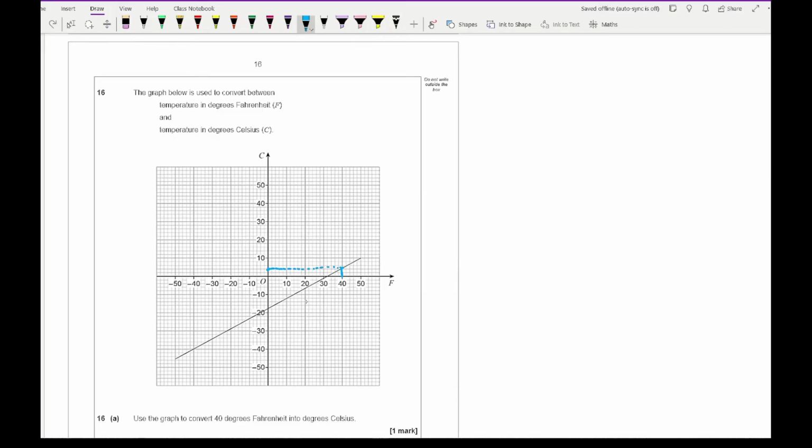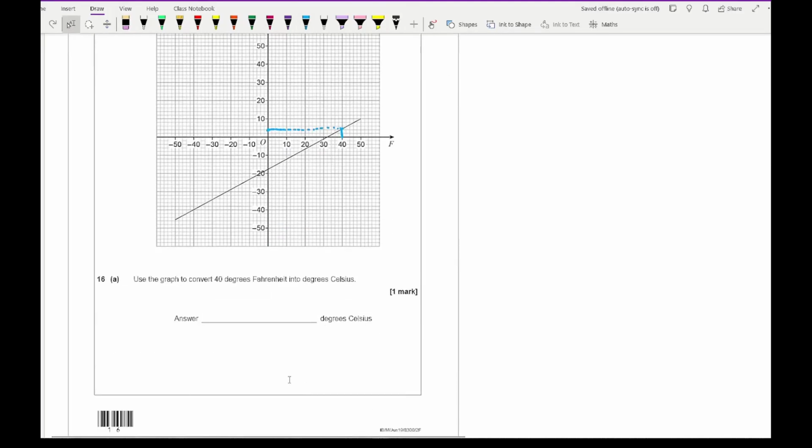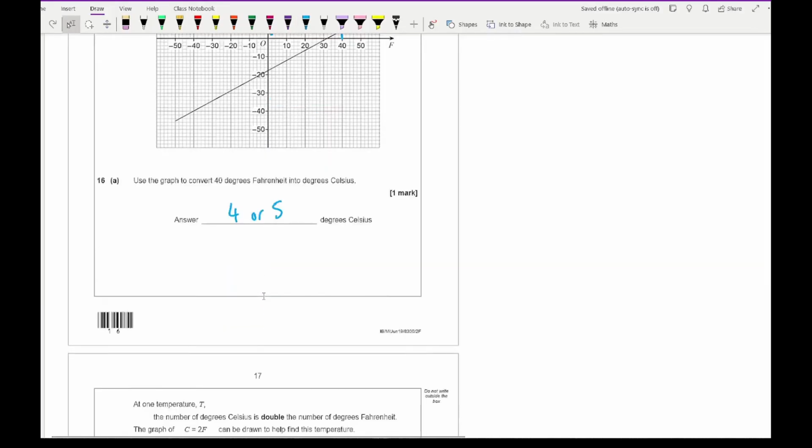Now in terms of this, I would say that the acceptable answers are any number between 4 or 5 in terms of how your reading is, but you definitely need to ensure that you are showing and drawing the lines going up and across. As soon as it hits the line, then go across to read whatever the value is on the vertical axis.